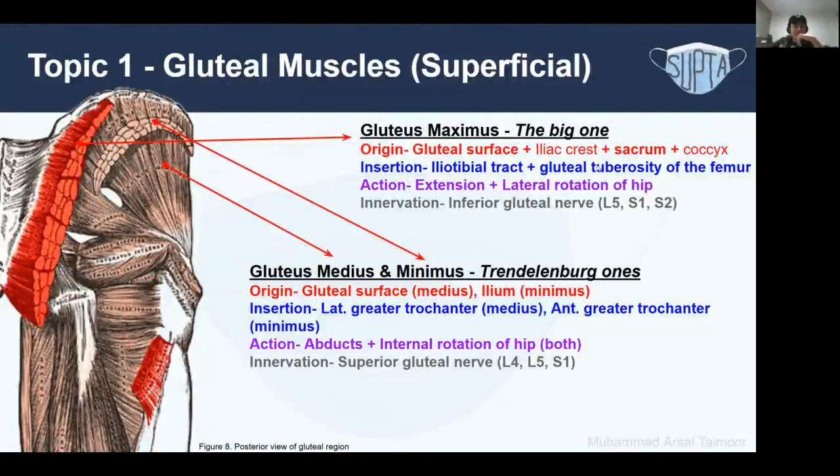So the reason I've bolded these two is because the gluteal surface and the sacrum make up the majority of this origin, and then the coccyx. So the insertion, and you can see what direction it goes. If this is medial, this is lateral, and this is going downwards because it's inserting onto that IT band. We'll talk about what the iliotibial tract is in a second. And then the gluteal tuberosity of the femur, which is around about here. So that's going infero-laterally, right?